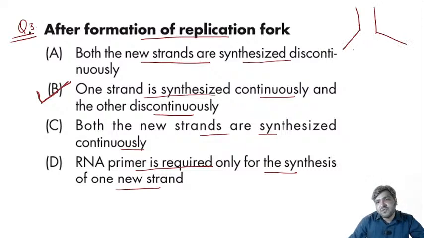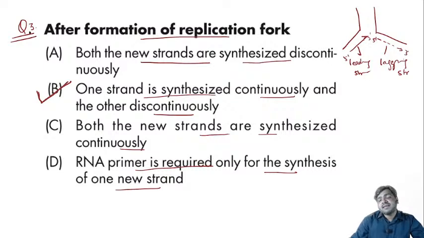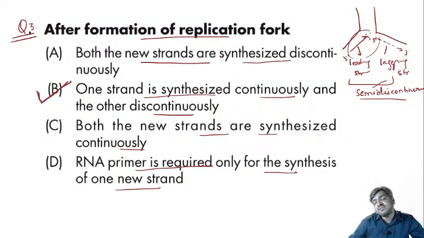Now, coming on to the replication fork, one strand is synthesized continuously, that is the leading strand, and one is synthesized discontinuously, that is the lagging strand. Synthesis always happens in the 5' to 3' direction, and ultimately it is the semi-discontinuous nature of replication. I have already discussed that semi-discontinuous means one strand is fully synthesized continuously, and one is synthesized discontinuously. So you can say semi-discontinuous or semi-continuous, vice versa.